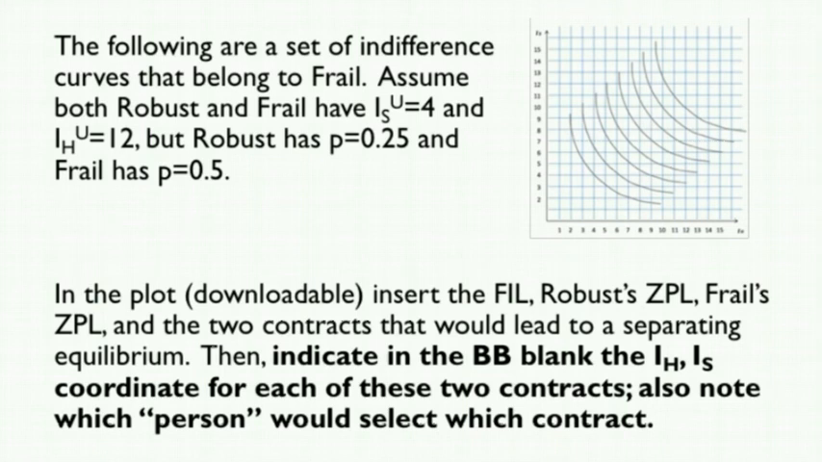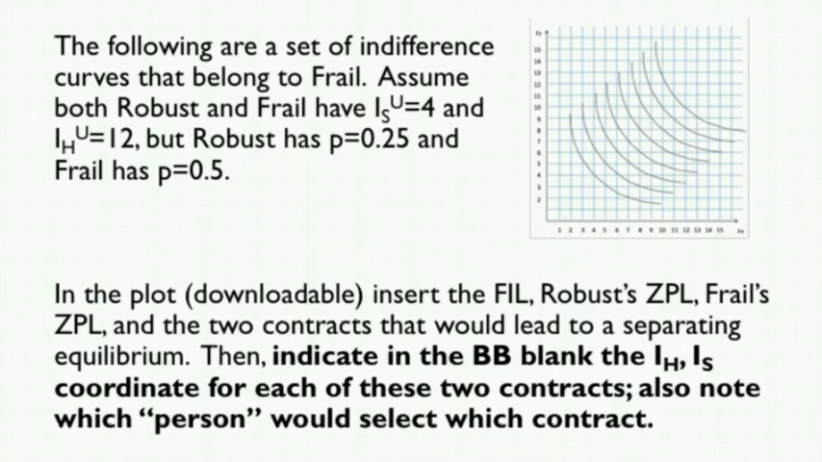Okay, what we're also going to assume is let's have a setup where there's two types of consumers. They differ only in terms of their probability of getting sick. So what that means is that both robust and frail have a sick income of 4 when they're uninsured, and they have a healthy income of 12 when they're uninsured. But the robust type only has a 25% chance of getting sick, whereas the frail type has a 50% chance of getting sick.